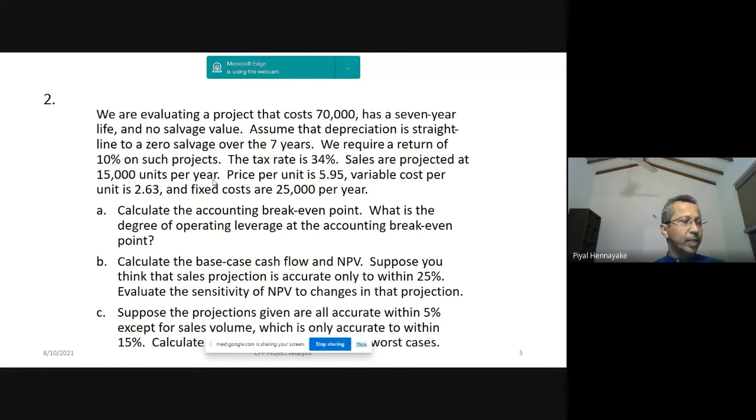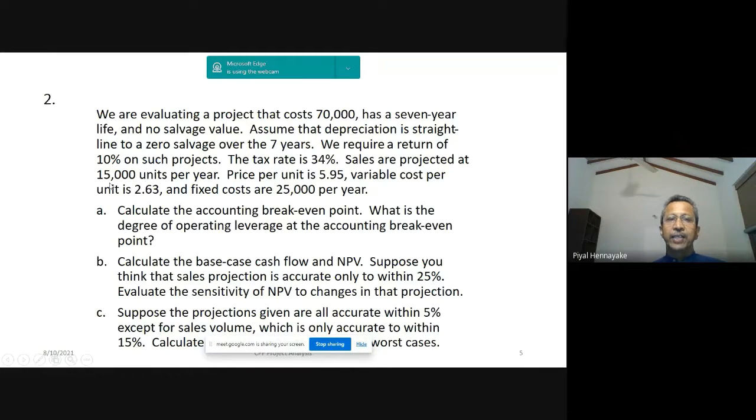So we'll go to the question 2. So we are evaluating a project that costs 70,000, has a 7-year life and no salvage value. Assume that depreciation is straight line to 0 salvage over 7 years. That is, depreciation is 10,000. We require a return of 10% on such projects. The tax rate is 34%.